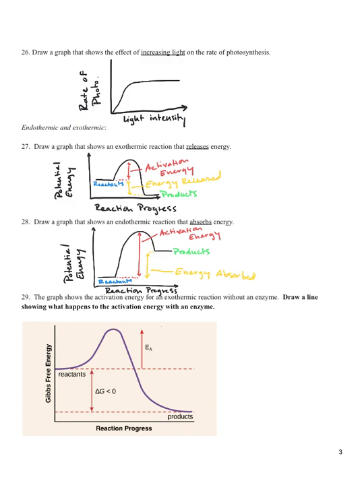Number 29 has a graph that shows the activation energy for an exothermic reaction without an enzyme present. So you are going to draw a line showing what happens to the activation energy with an enzyme present. So what you should discover or know already is that enzymes reduce the activation energy required.